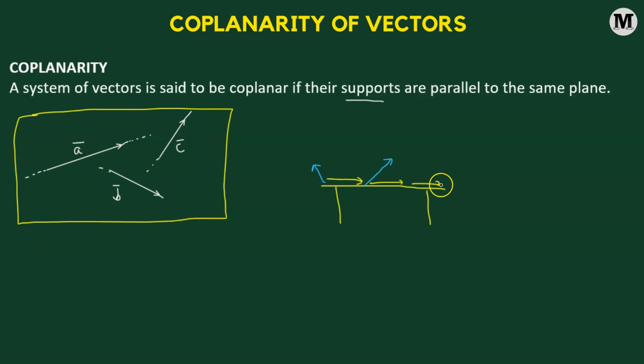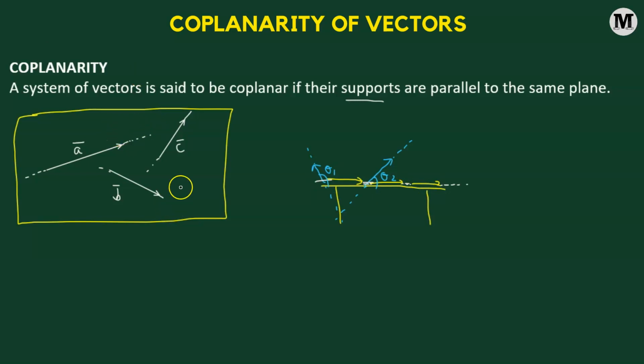So in this case, if we consider the yellow vectors, then if we extend them on both sides, their supports are parallel to the plane of the table. However, if we consider the blue vectors, their supports are not parallel to the plane of the table. They are elevated at some angle, theta. So in this case, here we have theta 1 and theta 2. So we have the blue vectors not coplanar with the yellow vectors.